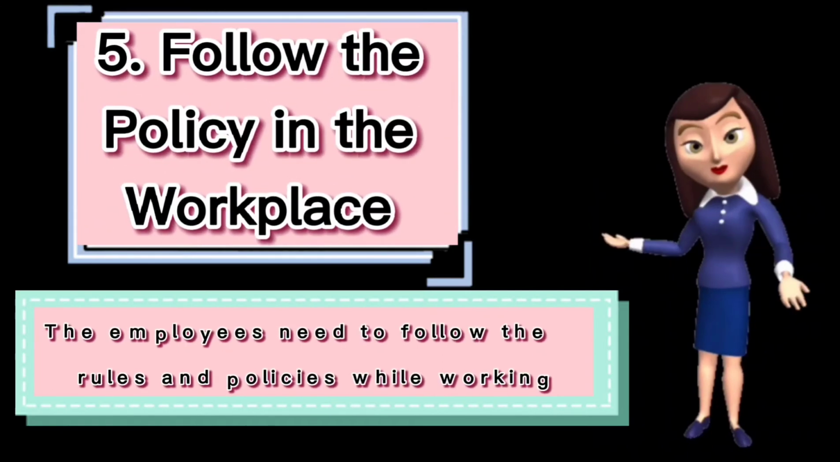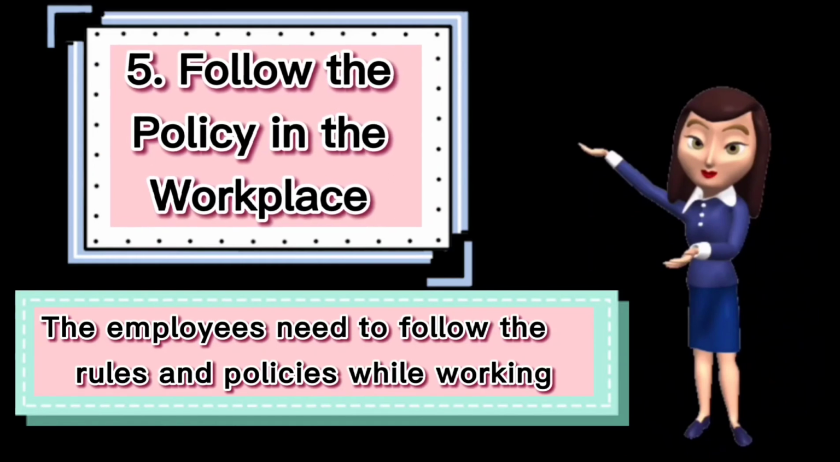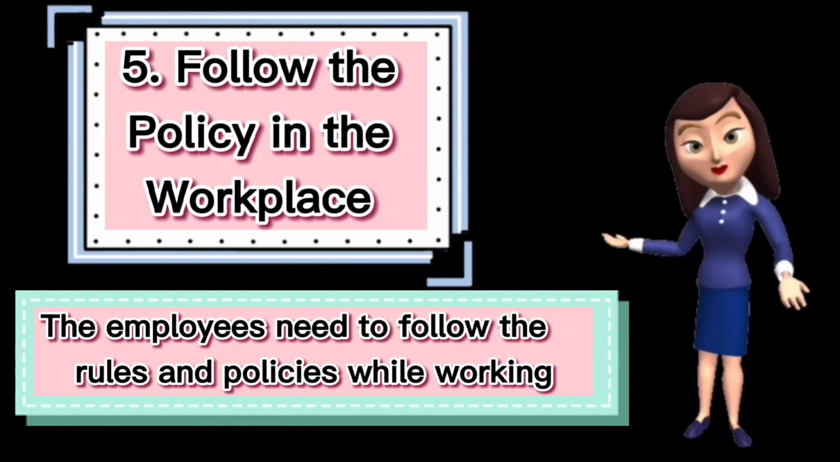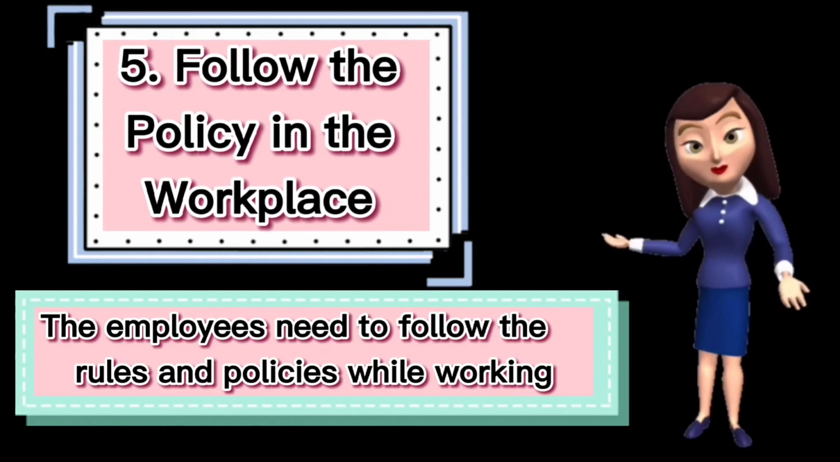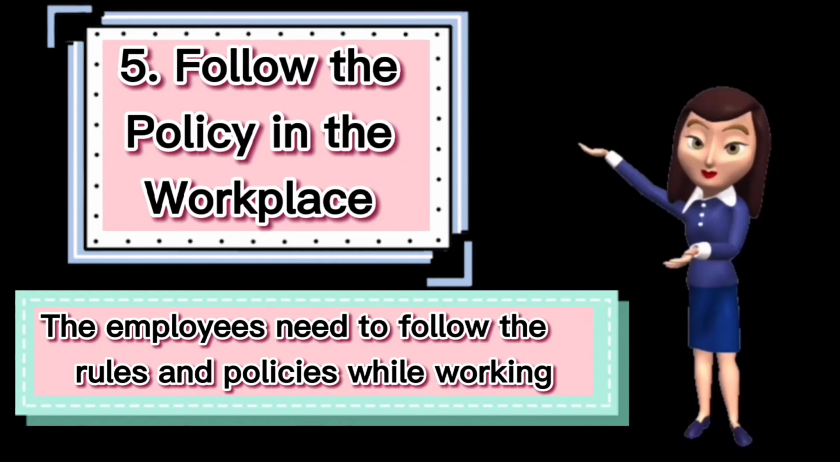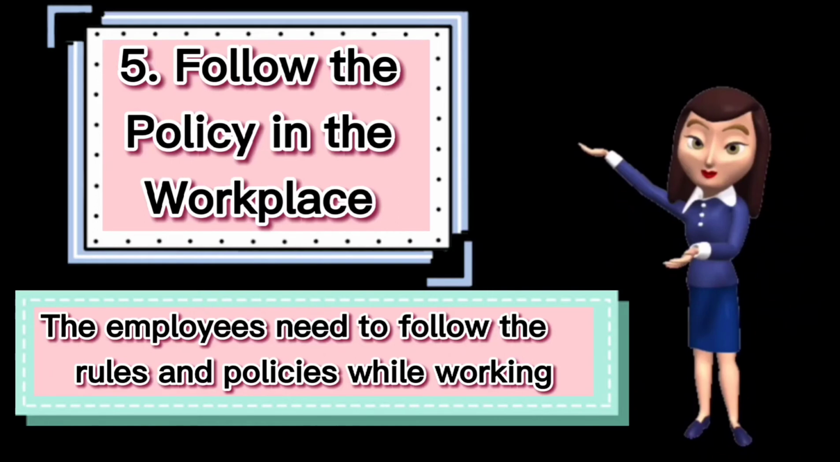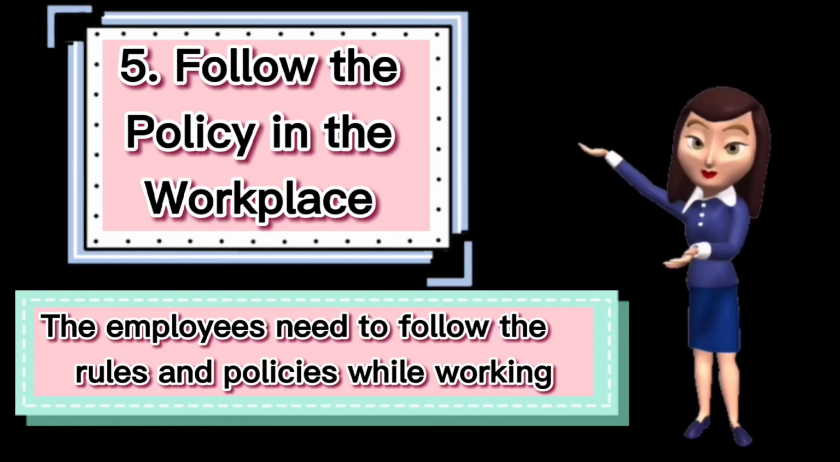Number 5 is follow the policy in the workplace. The employees need to follow the rules and policies while working because it is important to know the policies and procedures that provide employees with a clear understanding of what is expected of them. Policies and procedures provide a fair, predictable, and consistent approach to managing the workplace and workplace issues. And also, employees must follow all the policies posted in each designated place.